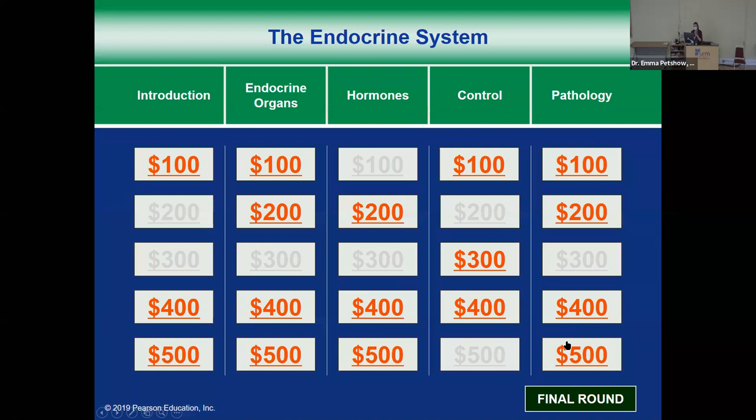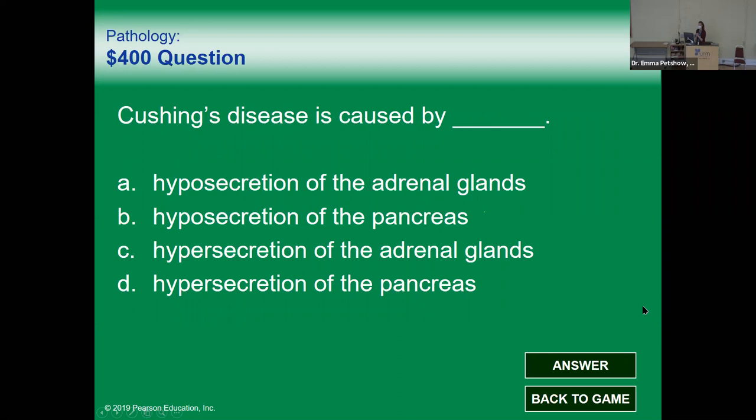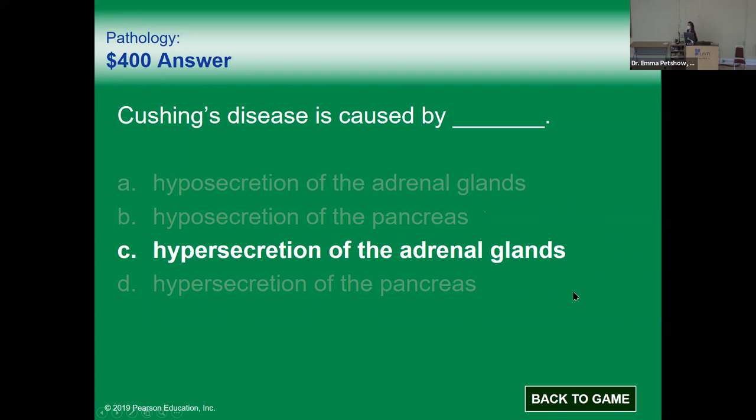All right. Cushing's disease. It's caused by hyposecretion of adrenal glands, hyposecretion of the pancreas, hypersecretion of the adrenal glands, or hypersecretion of the pancreas. Is it hypo or hyper, and which gland is it affecting? Hypersecretion of the adrenal glands.